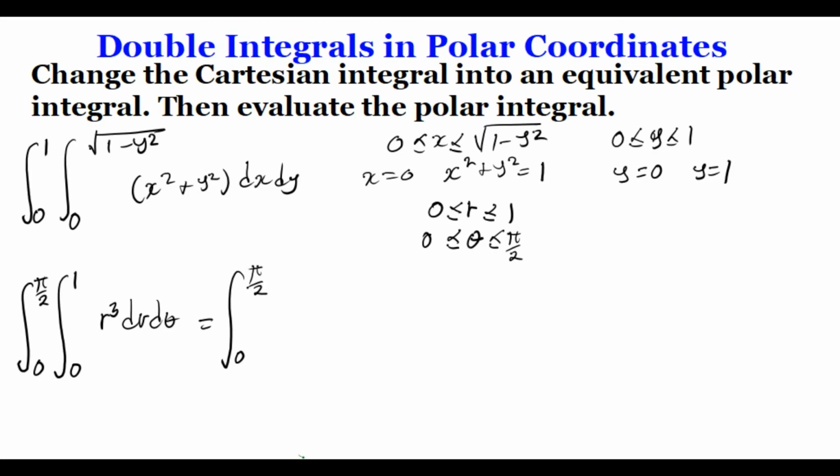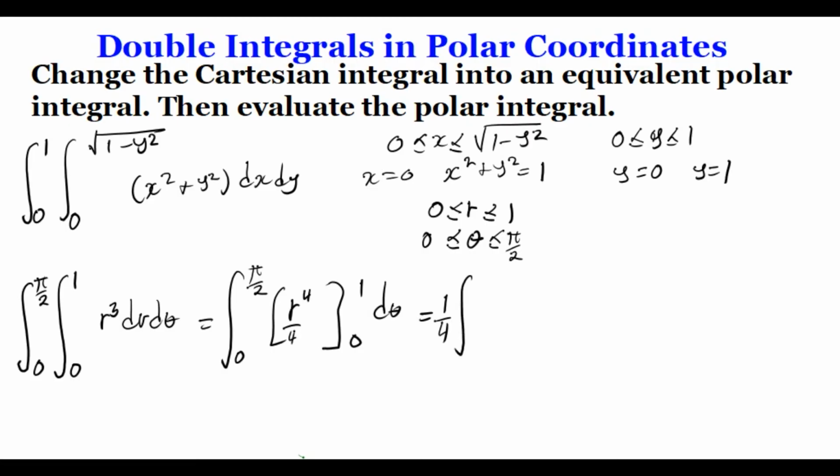Okay, when you integrate that, that's going to be r to the fourth divided by 4, evaluated from 0 to 1. You have your d theta there, like that. So what is this going to be? When you plug in 1 here, this is going to be 1 to the power 4, which is still 1. That's going to be 1 over 4, which is a constant. That's going to be 1 over 4 outside here.